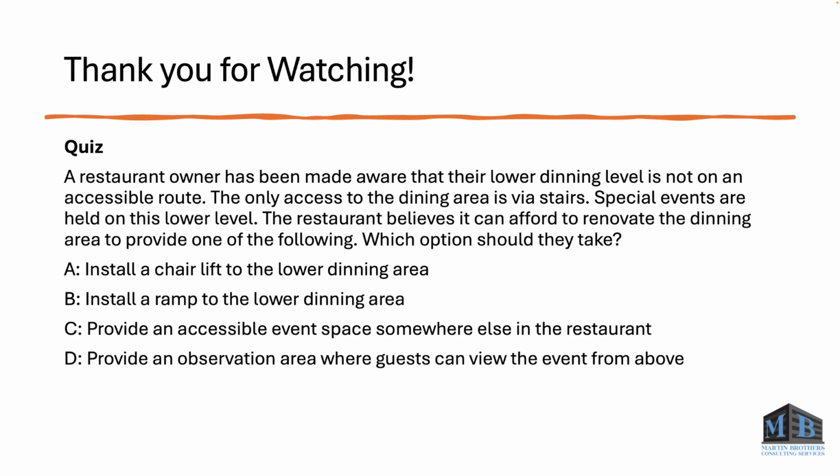Option A, install a chairlift to the lower dining area. Option B, install a ramp to the lower dining area. Option C, provide an accessible event space somewhere else in the restaurant. Or option D, provide an observation area where guests can view the event from above. I'll give you a little bit of time to think about that. You can also just pause the video now.